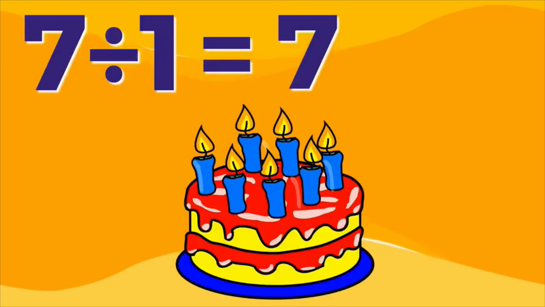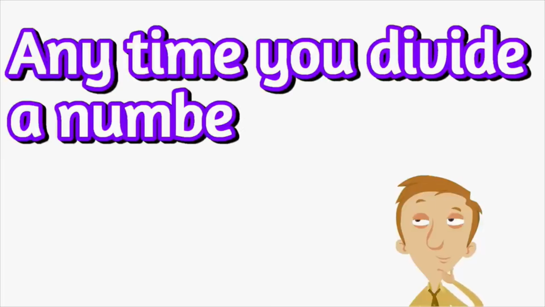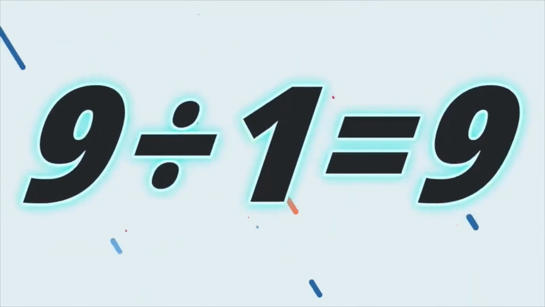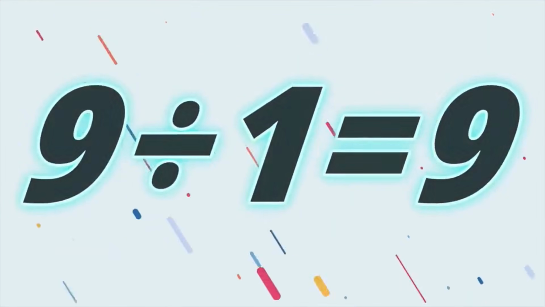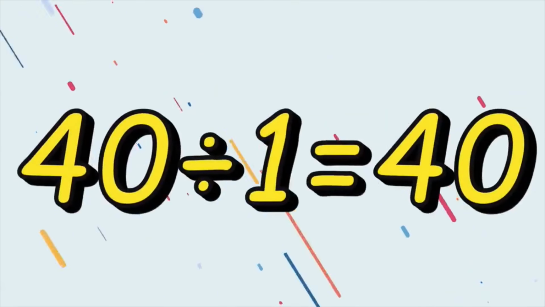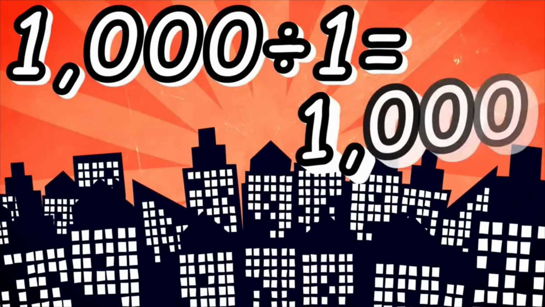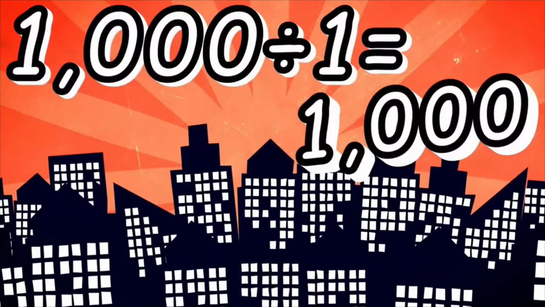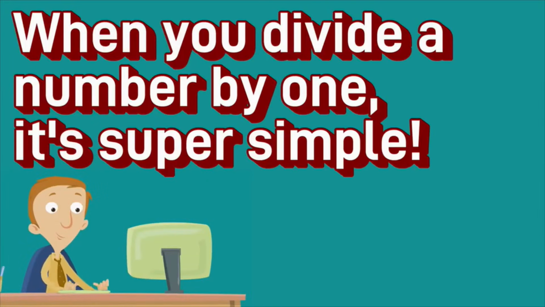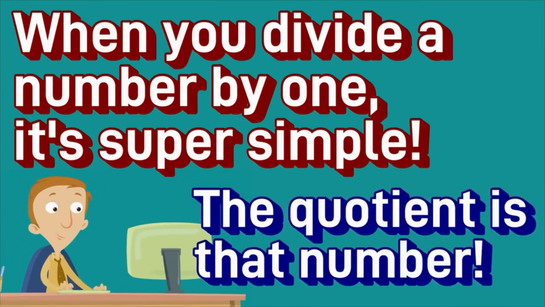7 is the quotient. Anytime you divide a number by 1, the quotient is that number, because all of it is going into just 1 group. For example, 9 divided by 1 equals 9. It's 9 just getting put into 1 group. 40 divided by 1 equals 40. It's 40 getting divided into just 1 group. 1,000 divided by 1 equals 1,000. It's 1,000 divided into just 1 group. When you divide a number by 1, it's super simple. The quotient is that number.